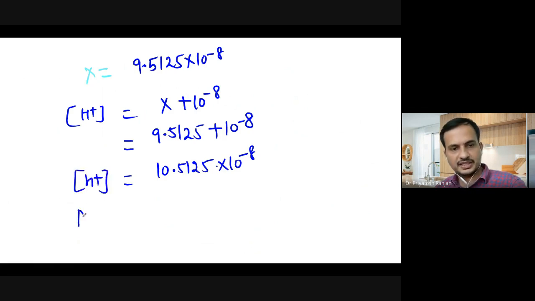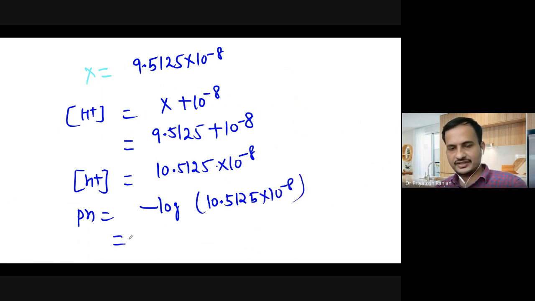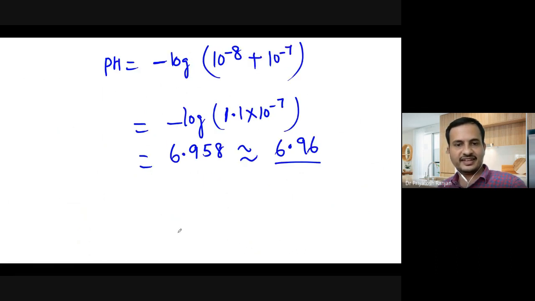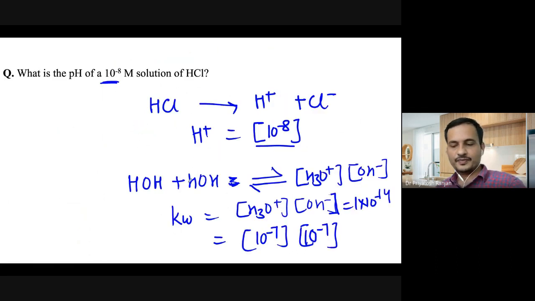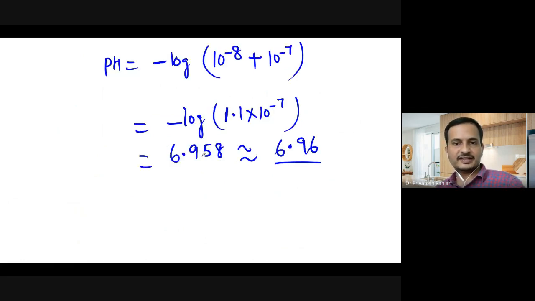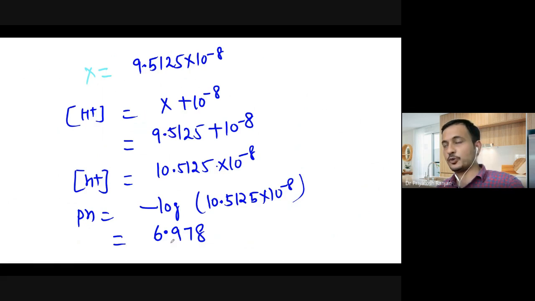I need to calculate the pH. pH is equal to the negative log of the hydronium ion or hydrogen ion concentration. So I'll just put the value here, 10.5125 into 10 raised to the power minus 8. Just solve it with the help of your calculator or a log table, and the value which you will get is 6.978. Now, in the simpler calculation, the value came out to be 6.958, and here it is 6.978.